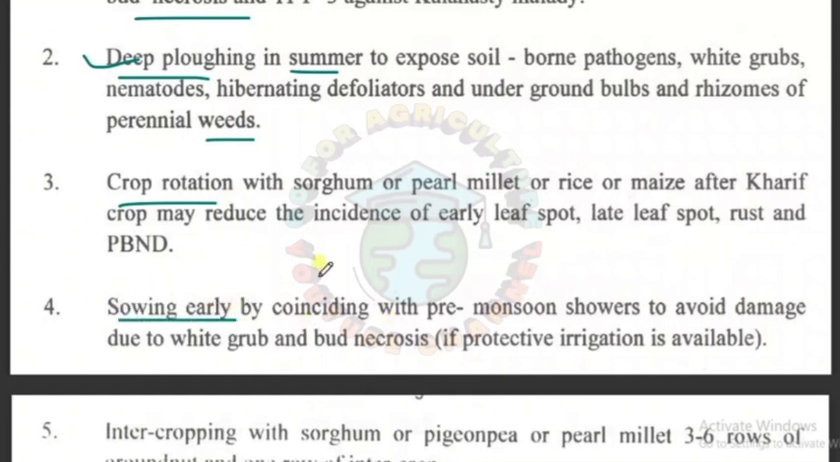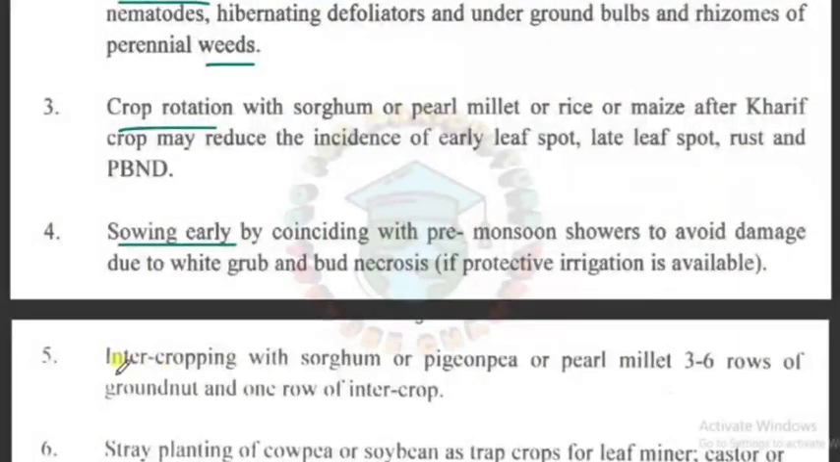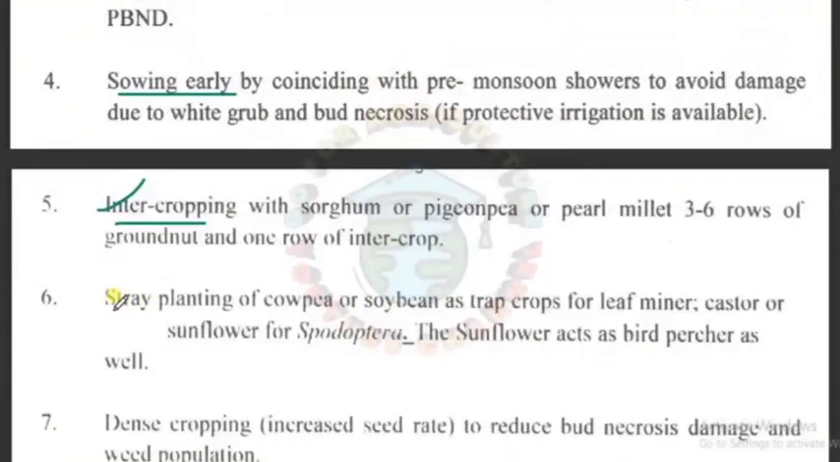Similarly, early sowing. In some crops late sowing will be more efficient, in some crops early sowing. So it depends. So do the early sowing and also do the intercropping. Do crop rotation, and intercropping as well with sorghum and pigeon pea.